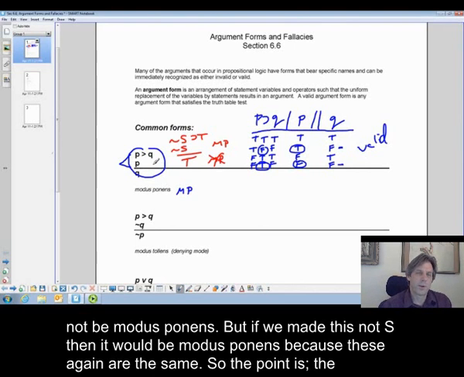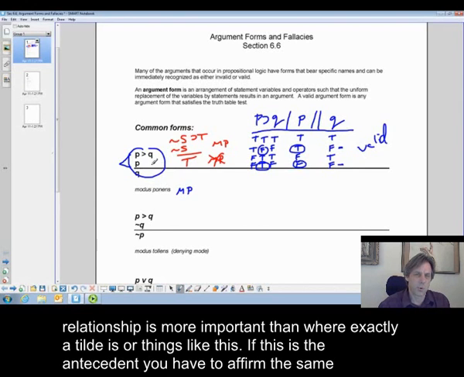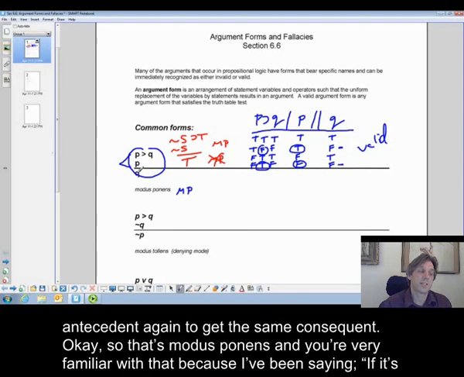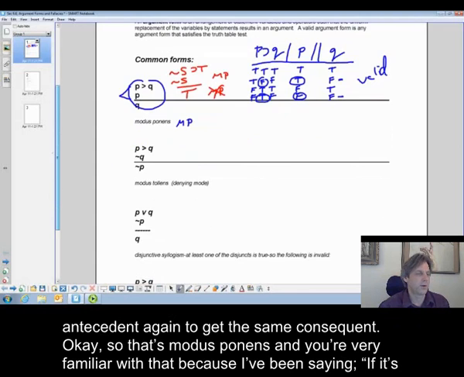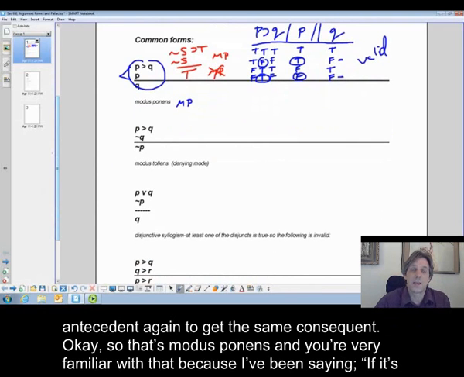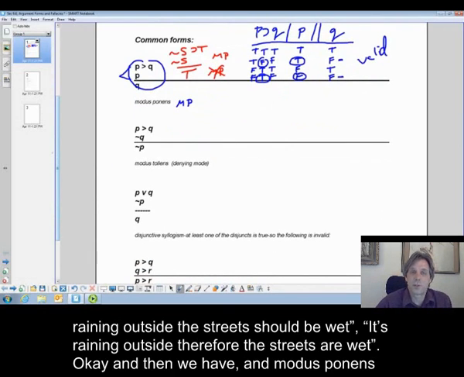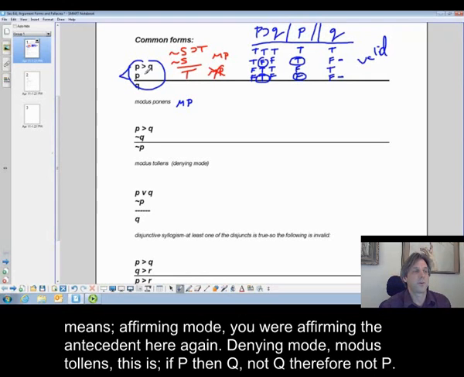Okay? So the point is the relationship is more important than where exactly a tilde is or things like this. If this is the antecedent, you have to affirm the same antecedent again to get the same consequent. All right? Okay, so that's modus ponens, and you're very familiar with that because I've been saying if it's raining outside, the streets will be wet. It's raining outside, therefore the streets are wet. Modus ponens means affirming mode. You were affirming the antecedent here again.